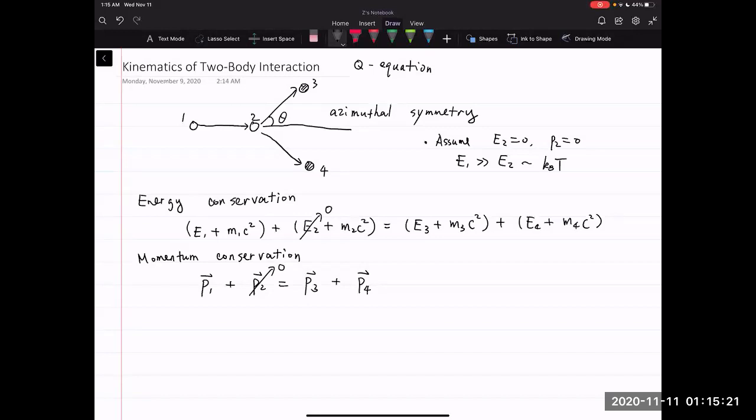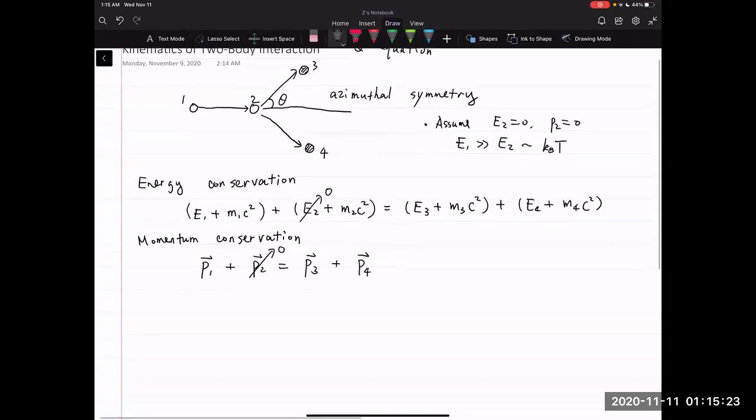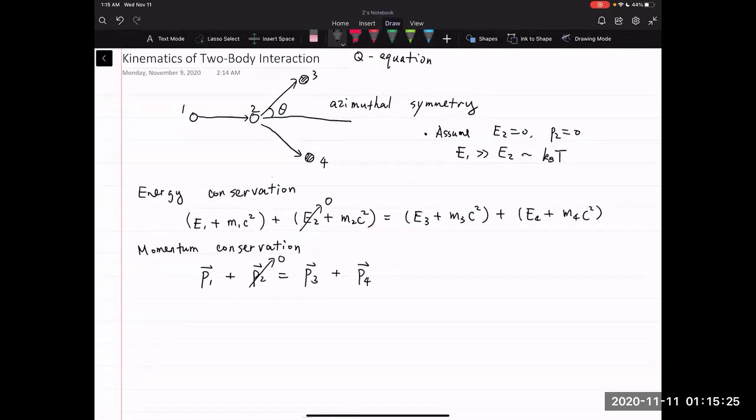Then we can combine these two equations and see what we can get. Here, P1, P3, P4 are still vectors. It's not that easy to deal with vectors, and we have to separate them into 2 dimensions, one along the z direction, the other perpendicular to z. So the goal to simplify these 2 equations will be to find some relations between E1, E3, and E4.